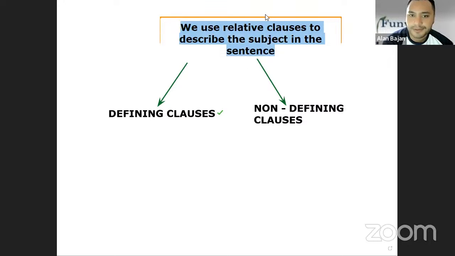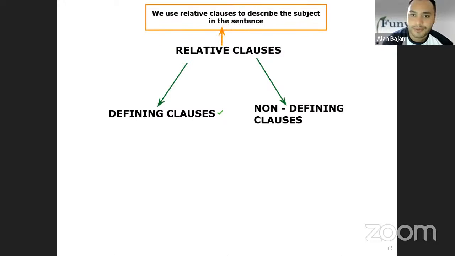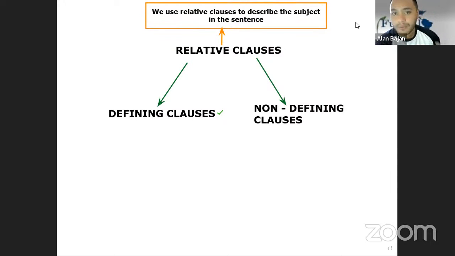Are we clear on that? Are we understanding a little bit more why we use relative clauses? If not, wait, because we have examples. Let's learn now group number two, non-defining clauses. Let's go to our presentation, okay?